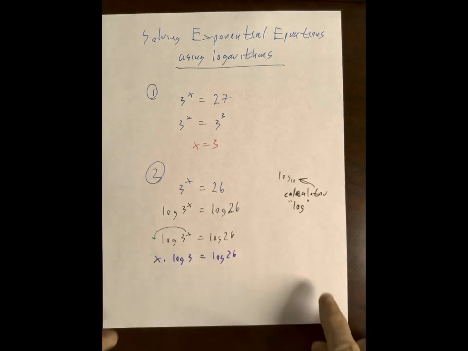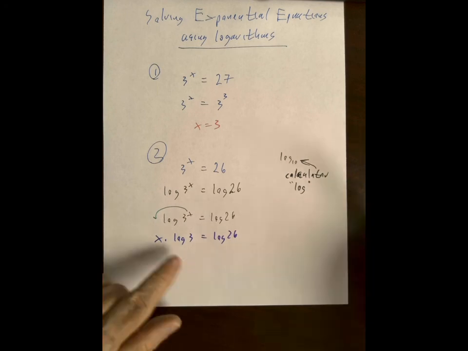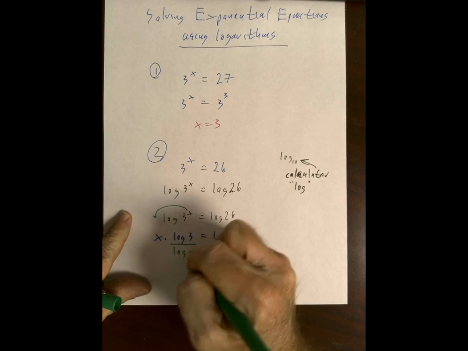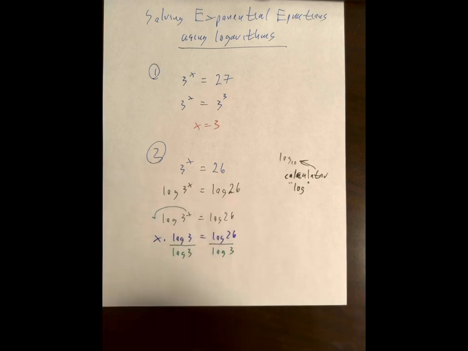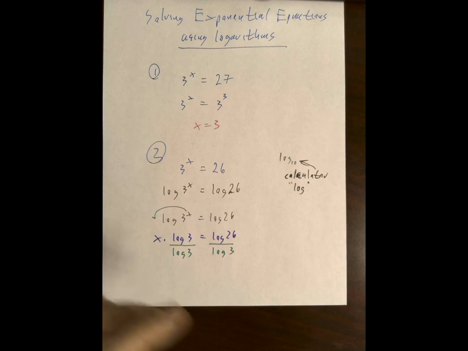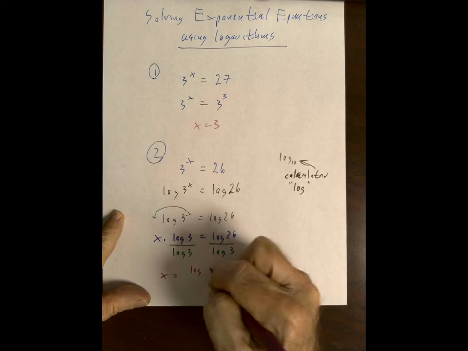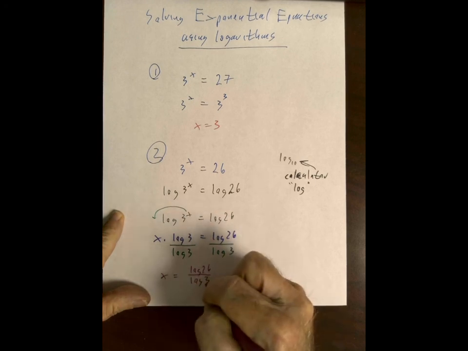Now, those are numbers, right? They're values that we could evaluate. Our calculator knows what they are, so we're not going to worry about it. Since I know that log 3 is a number, I'm just going to divide both sides by whatever log 3 is. And that, believe it or not, is our solution. Our answer is going to look like this: x is equal to log base 10 of 26, divided by log base 10 of 3.